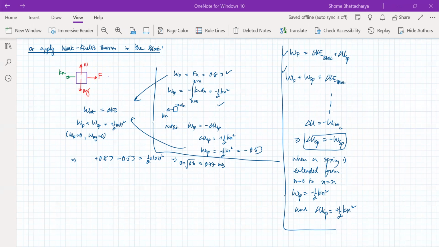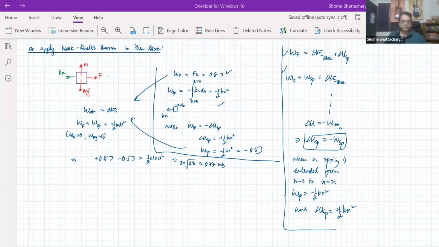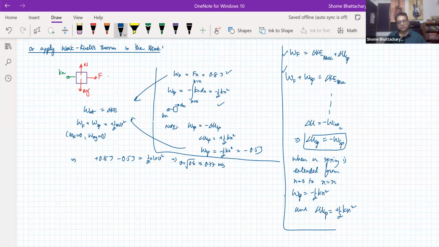Okay, so I hope this concept is clear to all of you. We can conclude this section by making a general statement about the potential energy of the spring. The formula for potential energy of a spring: we just saw that delta U of the spring is negative of the work done by the spring force.